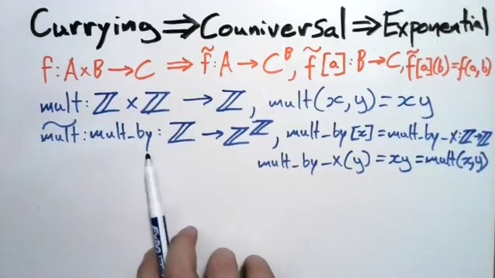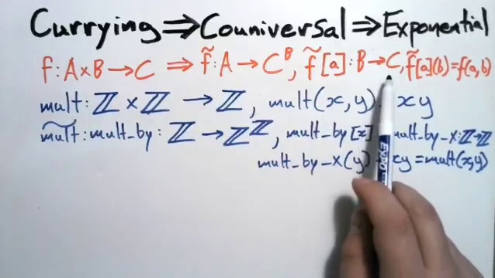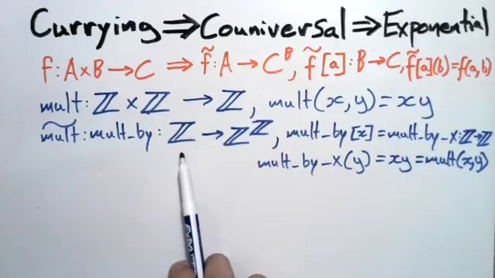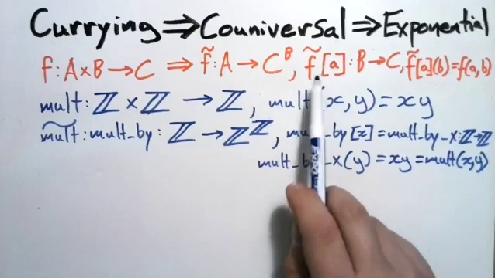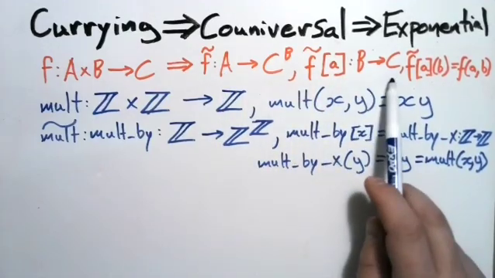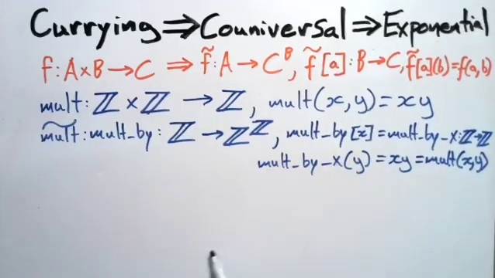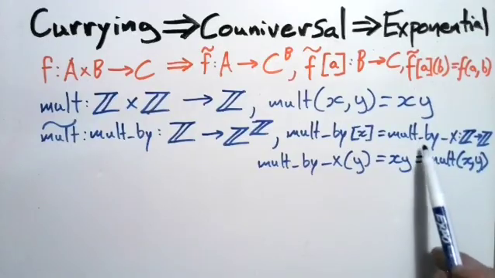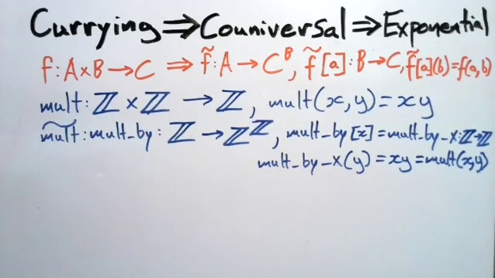And that's a function that we call multiply by, which, given me any integer x, just like if you say give me any a and I'll give you back a function going from b into c, or in this case going from the integers to the integers, which in this case is multiply by x. And we're going to define it so that multiply by x of y has to give us back the same thing that multiply x and y gave us, right?